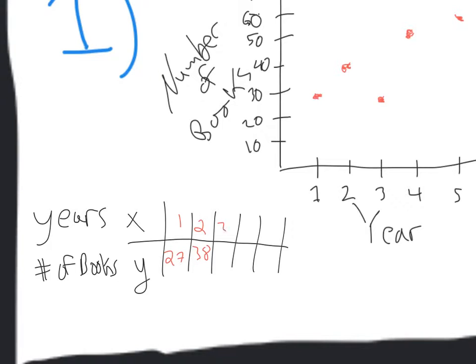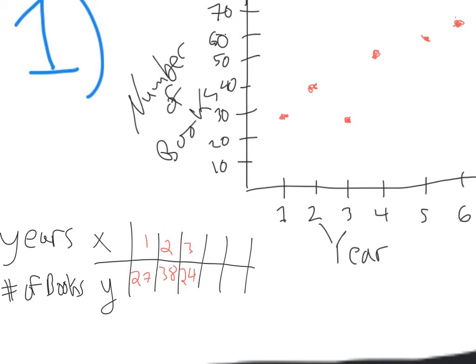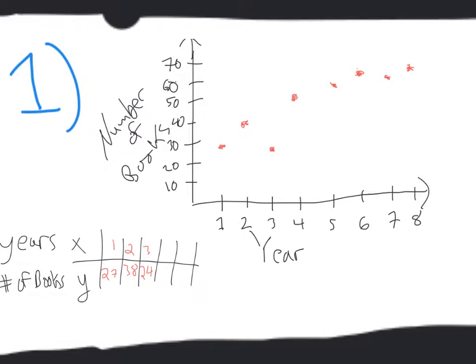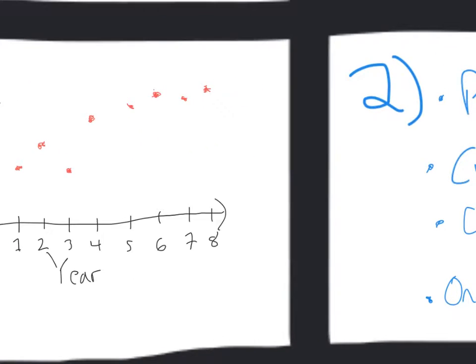And then 3 and 24, and so forth and so on. When you go to construct that, you should have your years in the X-axis, and then the number of books goes in your Y-axis, going up and down. When you graph it, it should look something like this, what I've drawn here for you ahead of time. All right, and that's all you had to do for that one. Let's jump over to number 2.